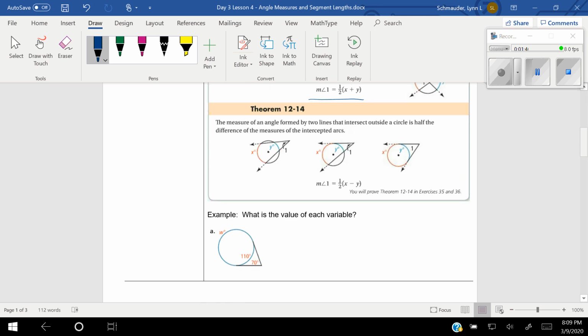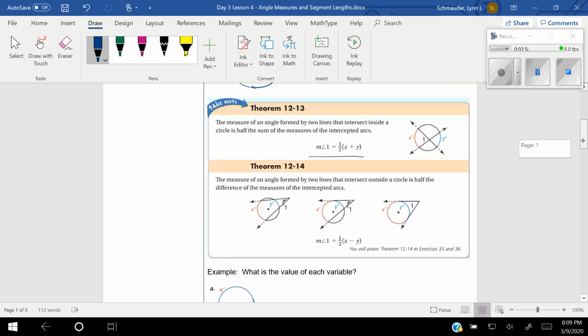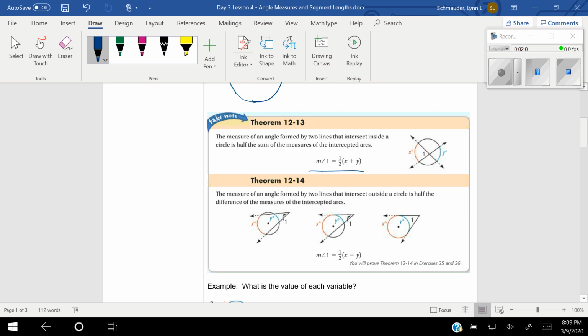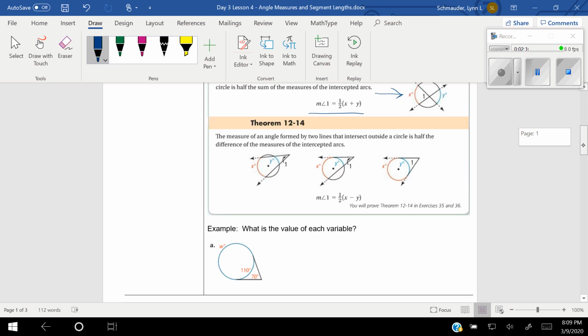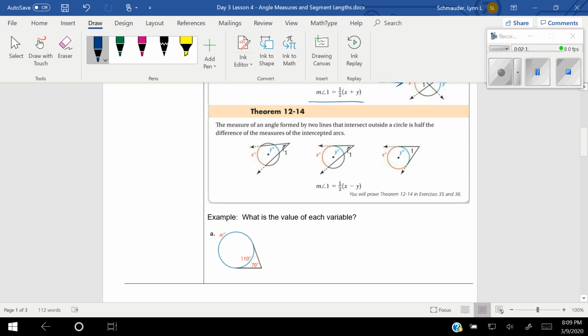Okay, now, the measure of an angle formed by 2 lines that intersect outside a circle is half the difference of the measures of the intercepted arcs. Okay, so let's commit this to memory. If the segments or the lines intersect inside the circle, then the measure of the angle is going to be half the sum of the arcs. If the intersection of the 2 lines or segments is outside the circle, then the measure of the angle will be half the difference of the intercepted arcs.